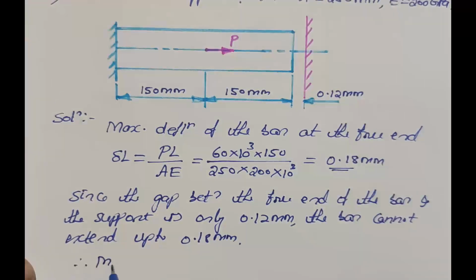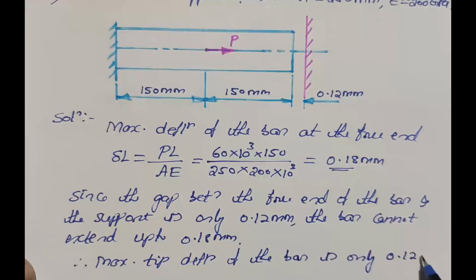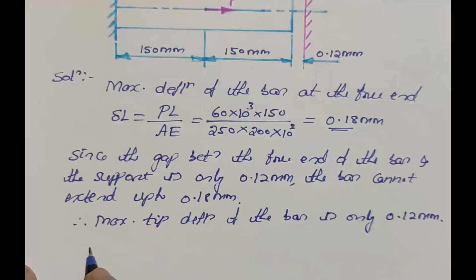Therefore, the maximum tip deflection of the bar is only 0.12 mm. That means Q3 will be equal to 0.12 mm.